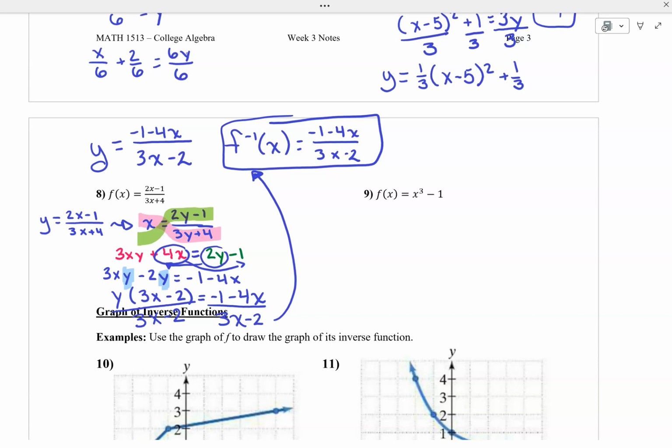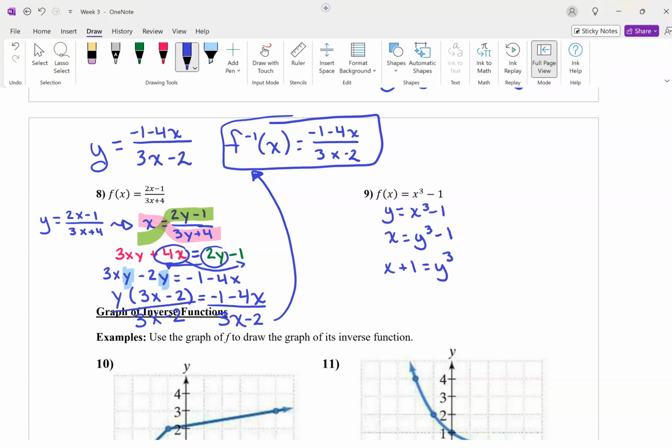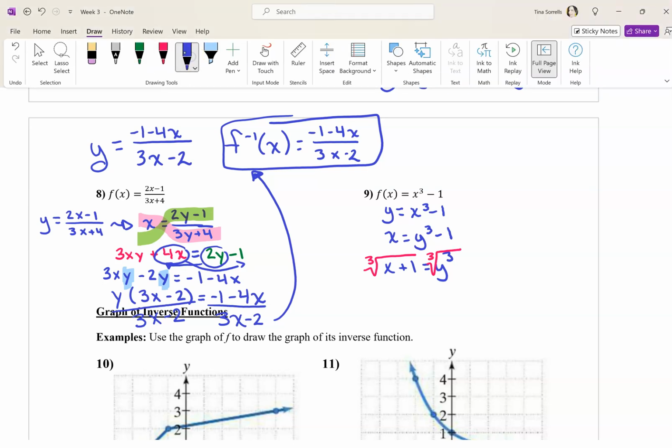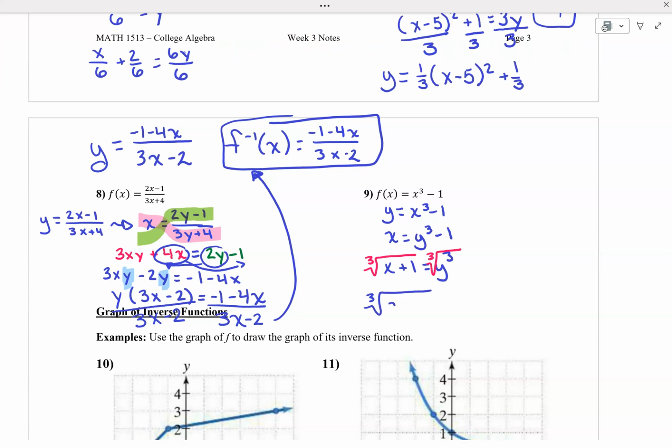Okay, so on the next one, if you want to pause the video, you're more than welcome to. We're going to change to y. Switch. Now we're going to solve. So we're going to add 1 to both sides. Now remember, I'll switch colors for this. To get rid of a cube, you have to cube root. So that means the cube root of x plus 1 equals y.